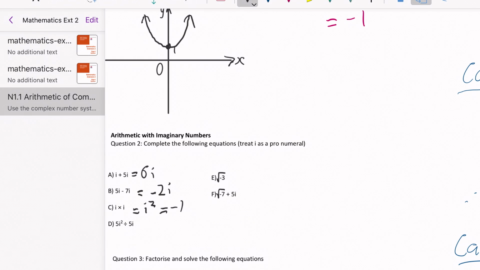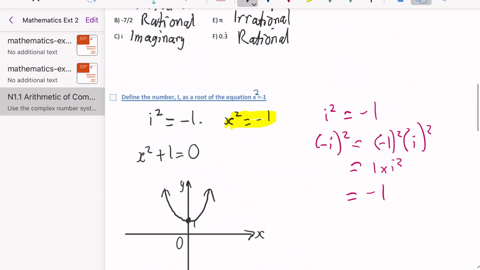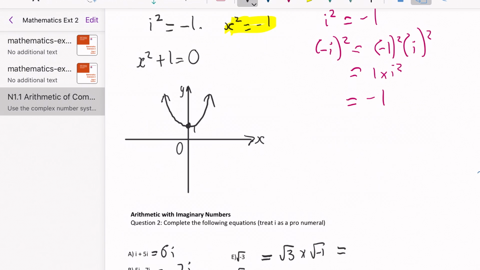Now we've got D, 5i squared divided by 5i, so we can cancel the 5's and cancel one of the i's, so that's just equal to i. E, the square root of negative 3. So how would you do this? Well, we can write this as the square root of 3 times the square root of negative 1, but the square root of negative 1 is a solution as i, so this is equal to root 3 i.